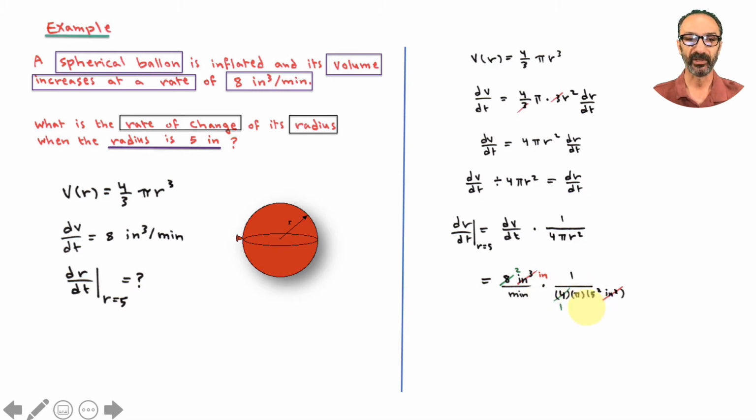All right, cancel between inch cubed and inch squared. You will stay with 1 inch right here. Between 8 and 4, you get 1 here and 2 here. So the answer is 2/25 inch per minute. That's how fast the radius changes. Hopefully it's clear, and let's move on. If you want it as a decimal, that's what I have. All right.